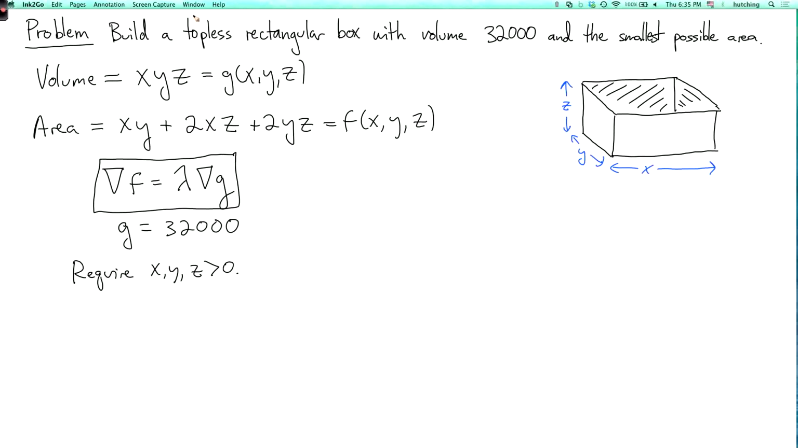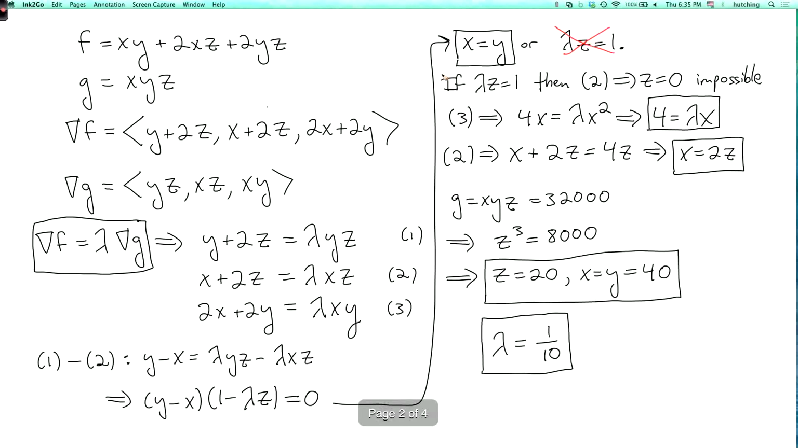In the previous lecture segment, we solved the problem of building a topless rectangular box with volume 32,000 and the smallest possible area. And we found that the dimensions that minimize the area are where the horizontal dimensions x and y are equal to 40 and the vertical dimension z is equal to 20. And you can work out the area if you like. I'll skip that. And we also saw that the Lagrange multiplier lambda is equal to 1/10. Now what's the significance of that?